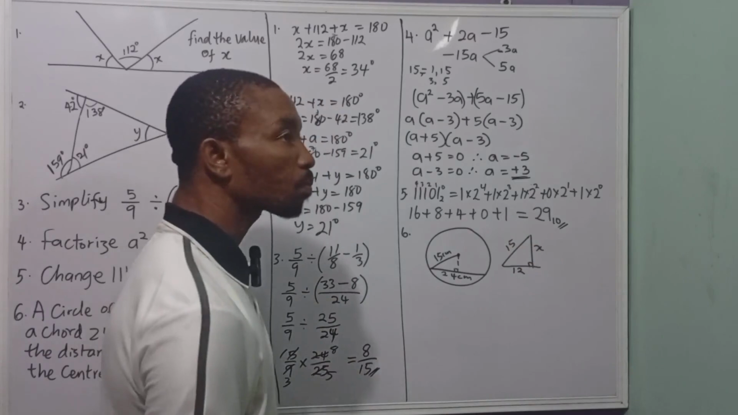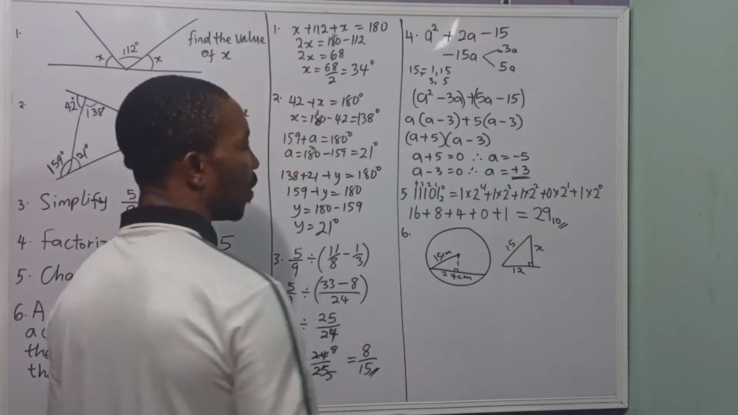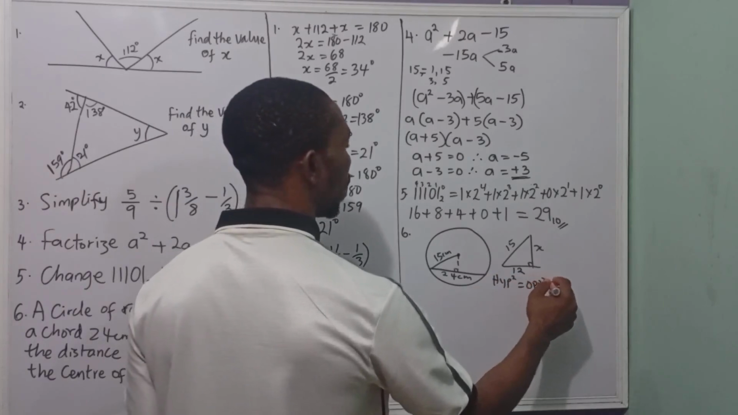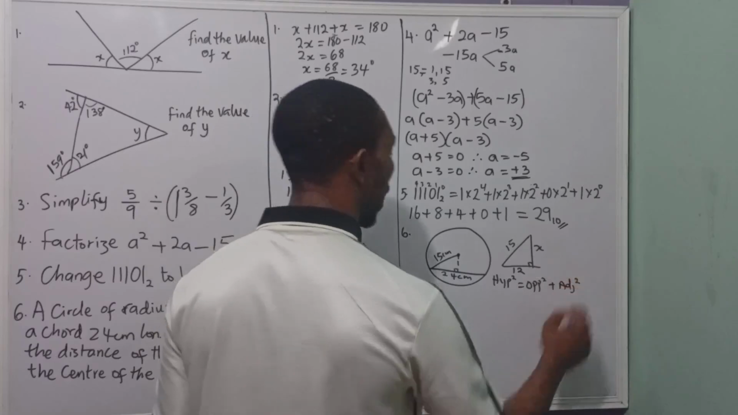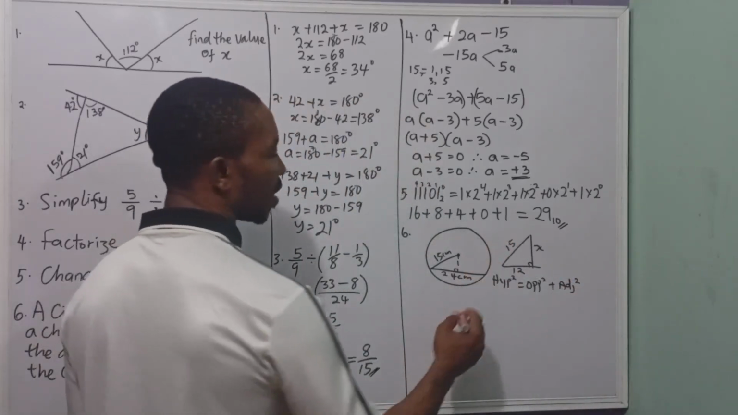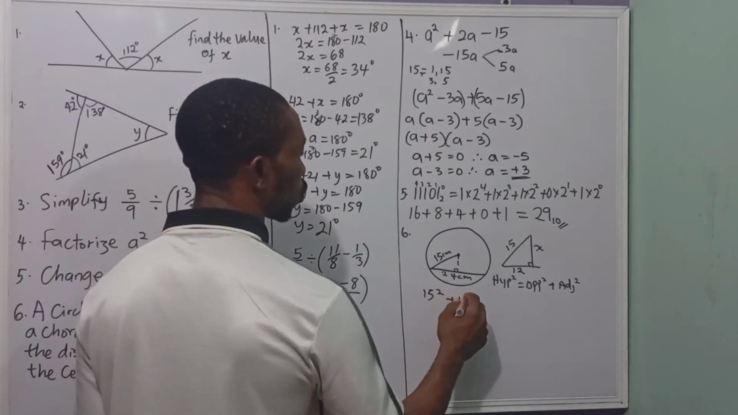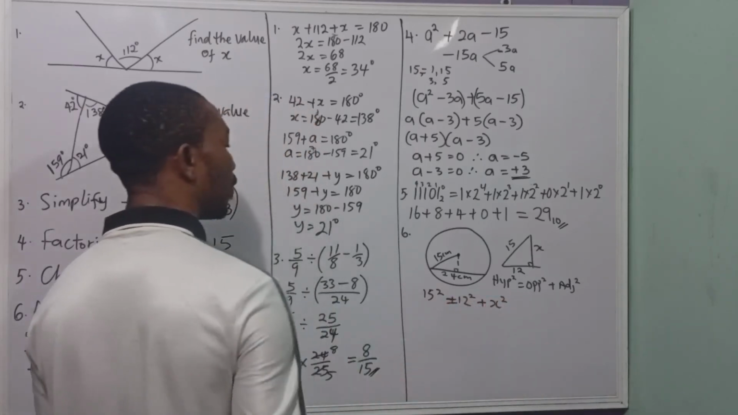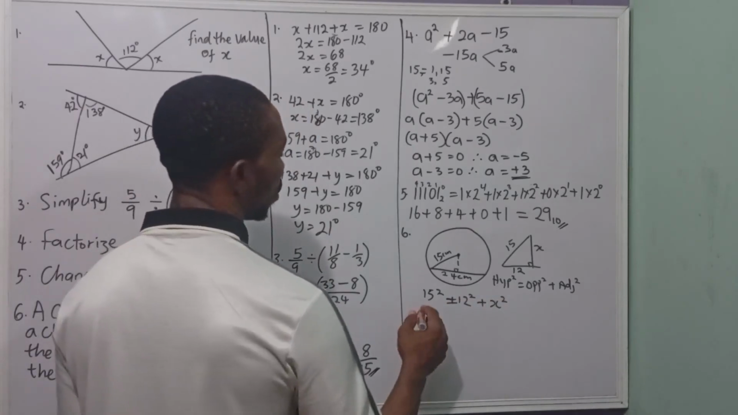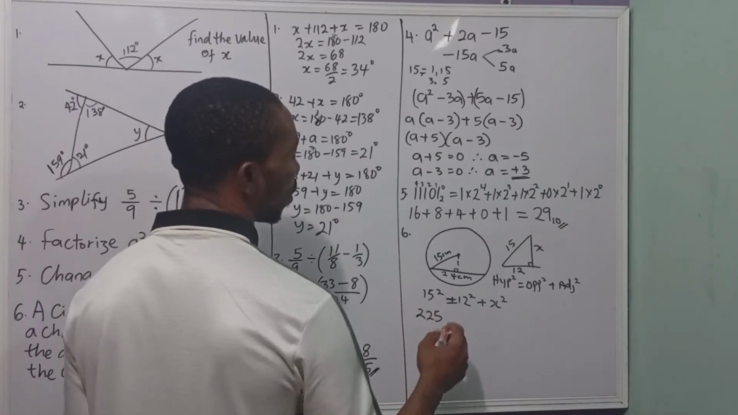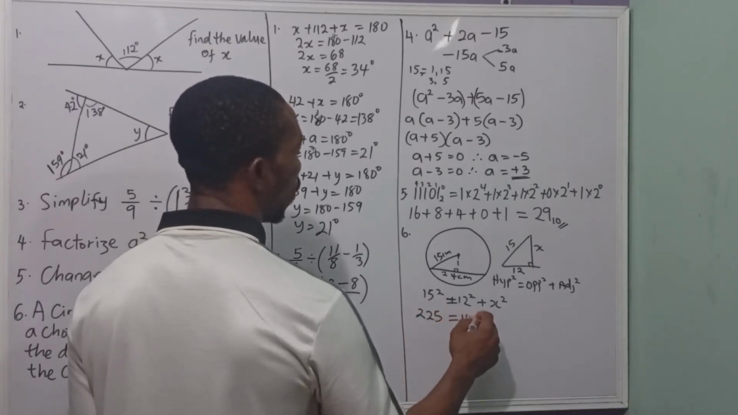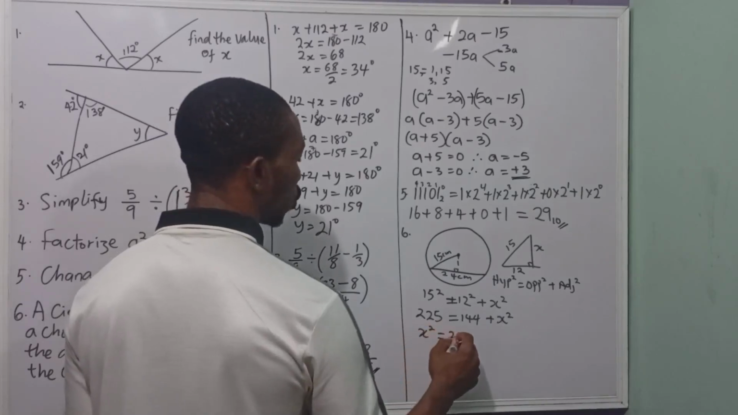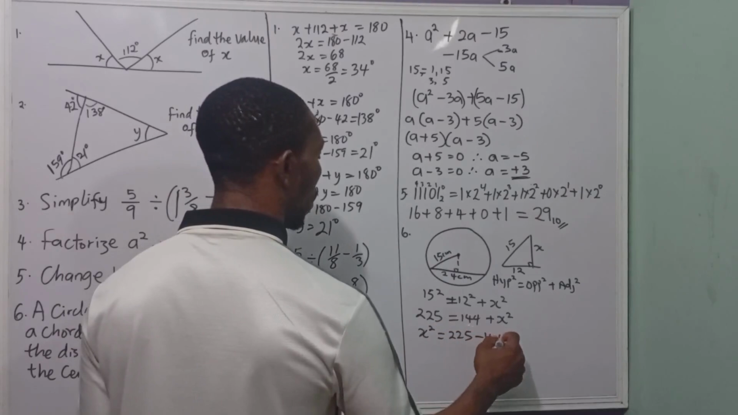Alright, applying our Pythagoras theorem that says our hypotenuse squared equals opposite squared plus adjacent squared. Our hypotenuse in this case is 15, so 15 squared equals 12 squared plus x squared. Now 15 squared is 225 equals 144 plus x squared. So our x squared would be 225 minus 144.